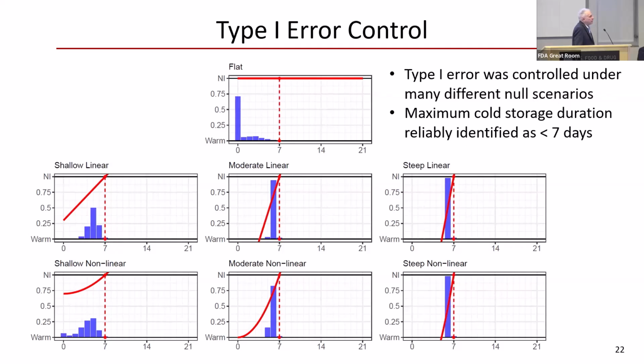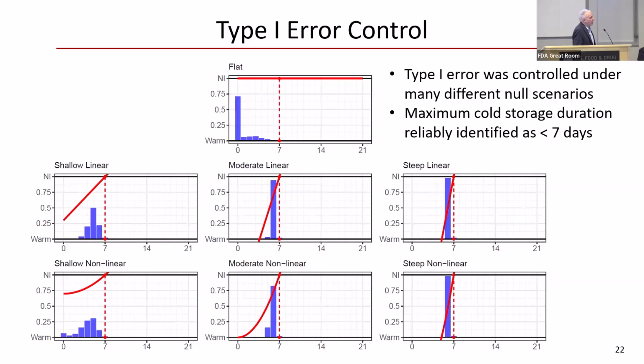So this graph captures both the rate at which type 1 errors are made and the accuracy in identifying the maximum non-inferior storage duration. The vertical axis is an expansion of the distance between the efficacy of the warm stored platelets and the non-inferiority margin, which is a value of 1 greater. The solid red lines are the assumed relationship between storage duration and hemostatic efficacy for cold stored platelets. The vertical dashed line is the maximum storage duration that maintains non-inferiority.